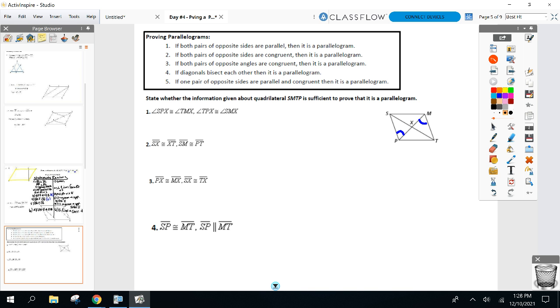Mahmoud, come on. Darn right, that's why you belong here. SP has to be parallel to MT because what type of angles are these? Alternate interior, darn right. Let's keep going. What else did I give you? TPX is congruent to SMX. If those angles are equal, what else is true? Go further. Jonah. SM is parallel to PT. There we go. Because those are alternate interior.